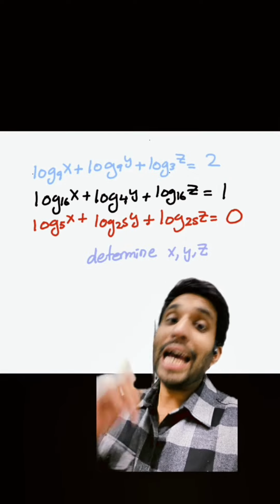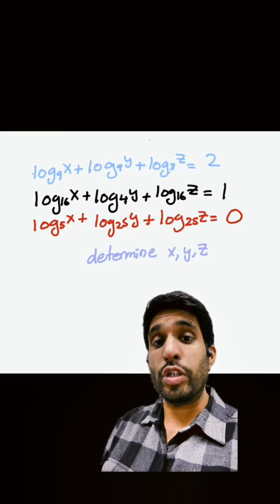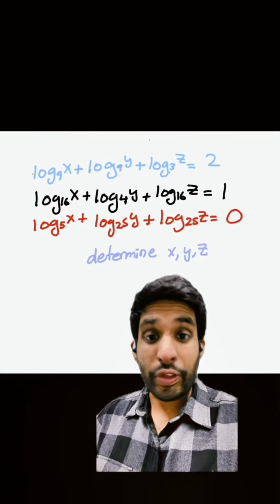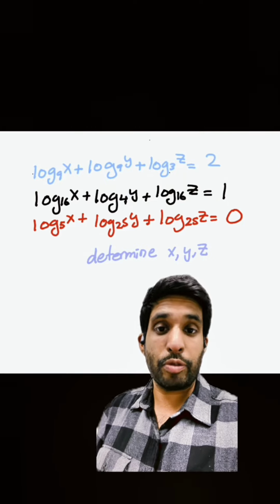Here is a fantastic math problem. We have three equations involving logarithms and we have to determine the values of x, y, and z. Pause the video now and try it out yourself. Then leave the answers in the comment section because now I'm going to give you the full step-by-step solution.